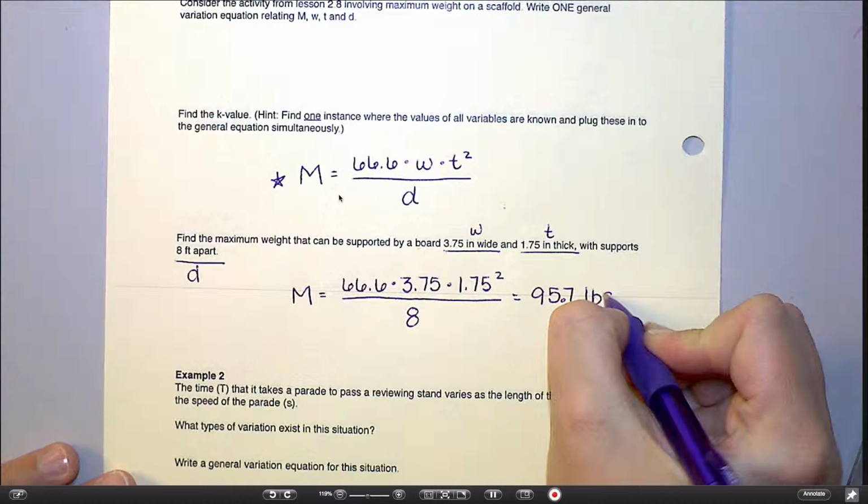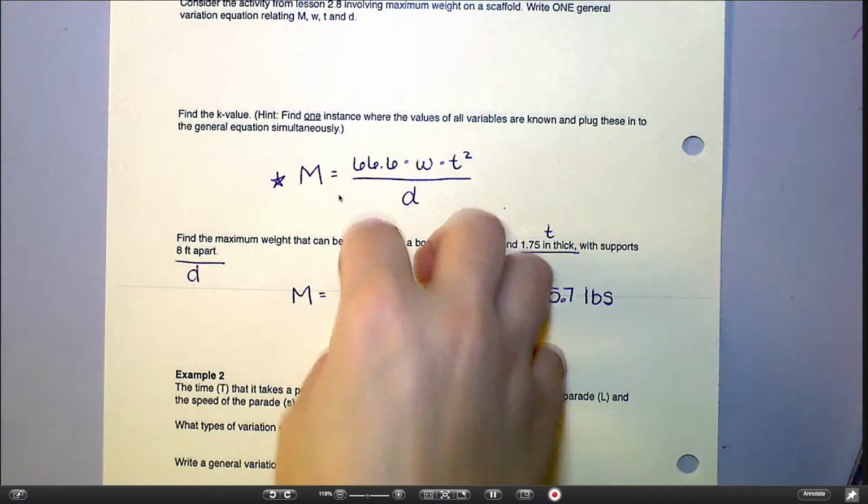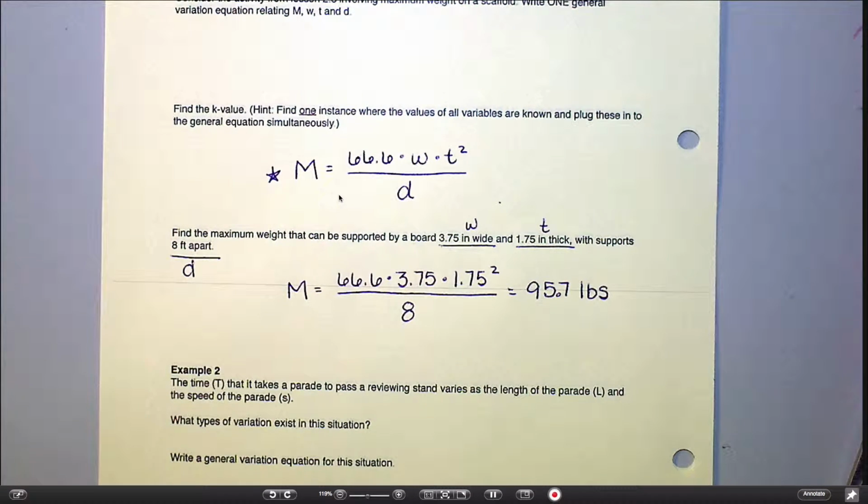So that's the maximum weight that this board could support. So now you could walk into, as a construction worker or a construction site foreman or something like that, any situation working with any kind of board and use this formula to figure out how much weight you're going to be able to support. Does that make sense? Good?